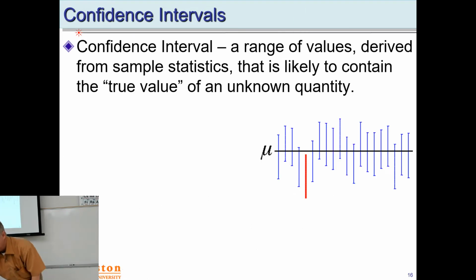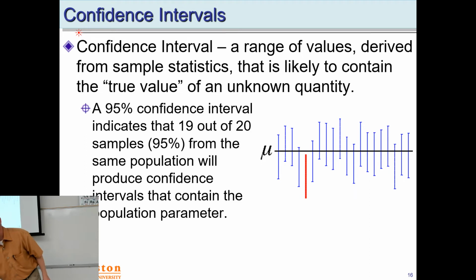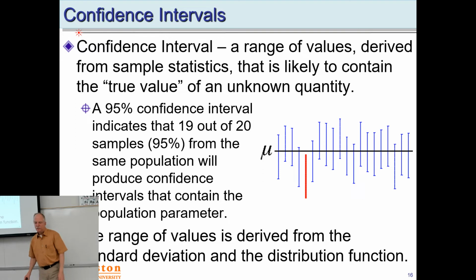And so that's what we're doing with those confidence intervals. They're derived from sampling statistics, and it's the likelihood of containing the true value of an unknown quantity. So a 95% confidence interval, 19 out of 20, that's 5% missing, 19 out of 20 times that sample population will produce confidence intervals that contain that population mean. And so we derive these values from that standard deviation and the Gaussian distribution.